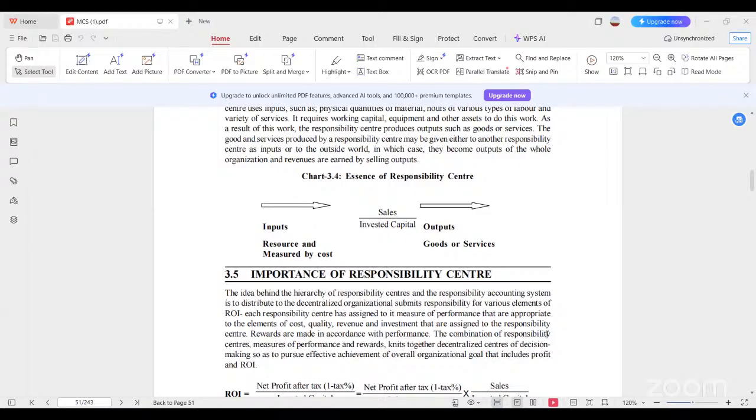Okay. And what are the outputs that are produced by your responsibility center? It's your goods and services. Okay. Internal outputs are referred to another responsibility center. And external outputs are sold to customers outside the organization. Okay. So the responsibility centers are the foundation of the management control system because performance is measured center wise. Accountability is clearly defined and also control becomes very systematic.